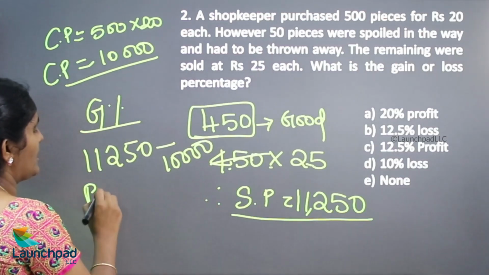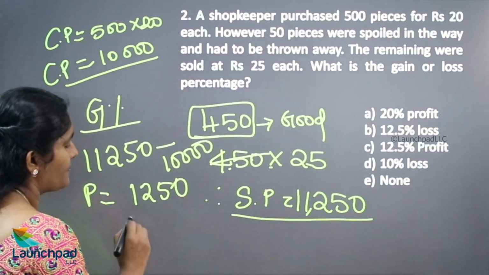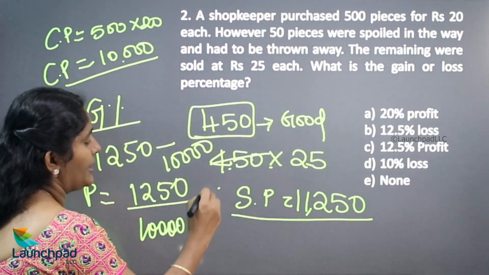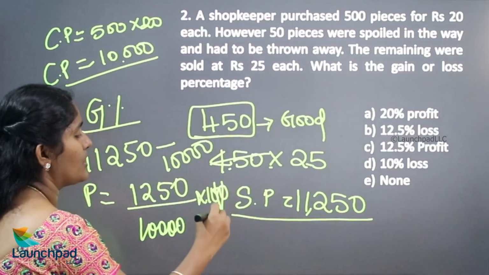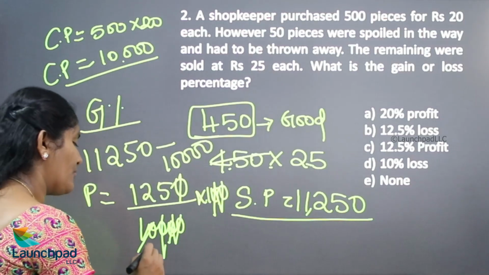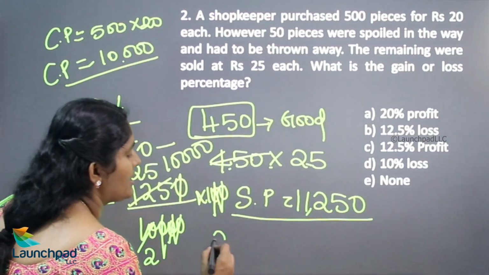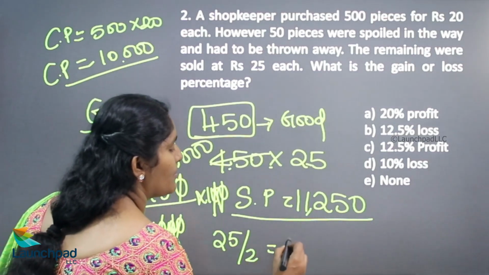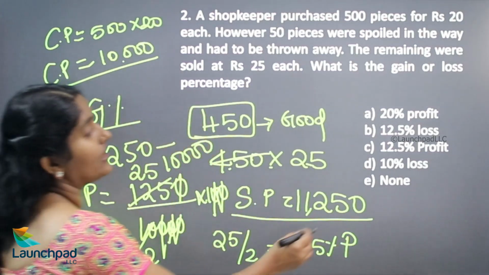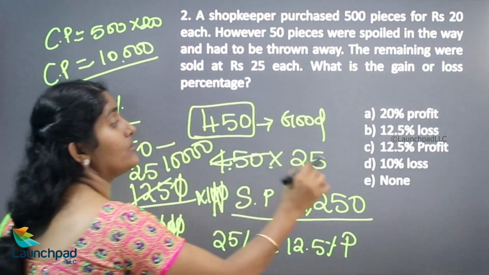10,000. So profit is equal to 1250, divided by CP 10,000 into 100. Cancelling the zeros, we get 25 by 2, which is 12.5% profit. Here 12.5% profit is there, so you want to choose option C.